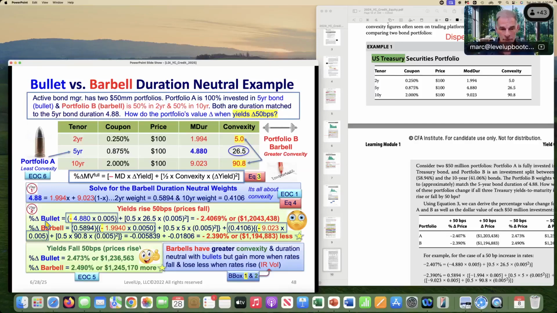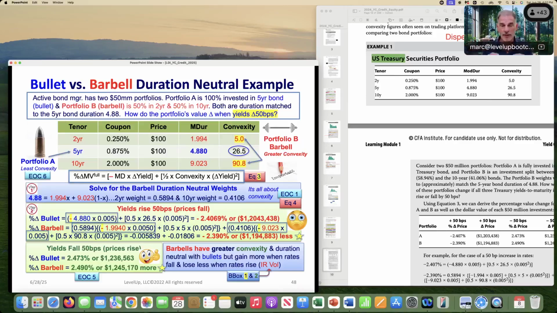So if you look at the bullet, I've got a negative duration, 4.88 times a rise in yield. So it's positive. Okay. Now, if you go to the barbell, you've got the weight of the barbell, 0.5894 times a negative modified duration times a rise in yields. Look at the next box over. I have the weight 41 times a negative 9.023 times a rise in yields. If you look at those 3 boxes that I have highlighted, you'll find out that they're basically neutral. They're exactly the same. So what it comes down to is the convexity statistic.